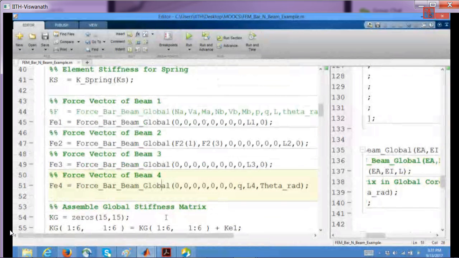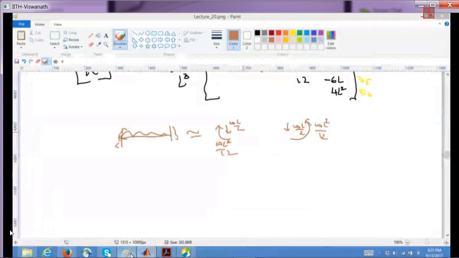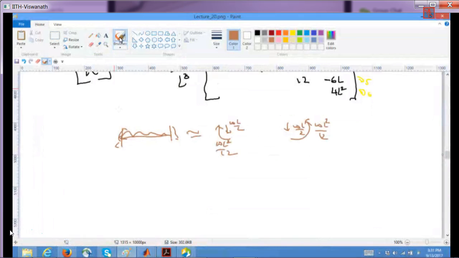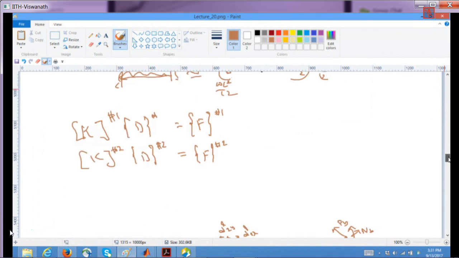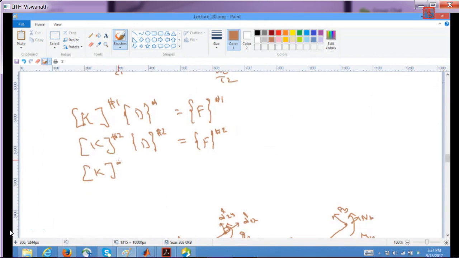Now for each and every element, what I obtained is K element 1, D element 1, F element 1, and like that for the second element, and similarly for the third and fourth. But I'm not just interested in obtaining just the element stiffness matrices.